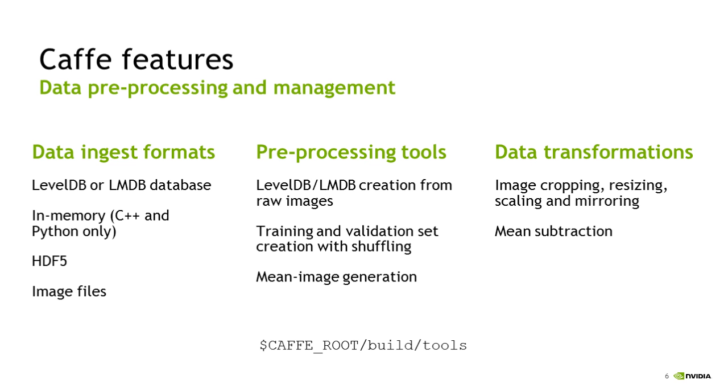There are a number of pre-processing tools. When I say tool here, I'm referring to a Linux command line binary that will be wherever you have Caffe installed. You'll see at the bottom of this slide this file path, Caffe root /build/tools. In that folder, there are a number of command line tools that allow you to do things like create these LevelDB or LMDB databases from raw images, split your data set into training and validation data, including shuffling, and generating the mean image, which you would then subtract from your data.